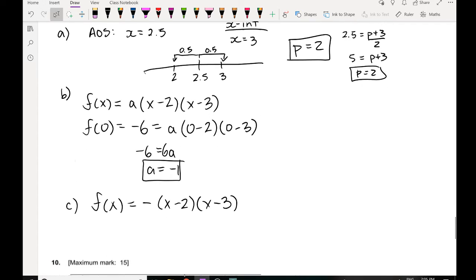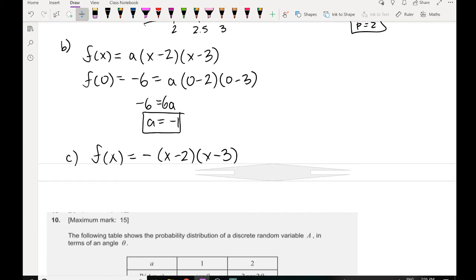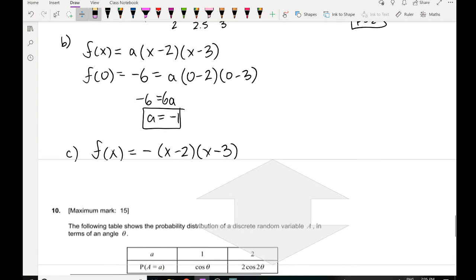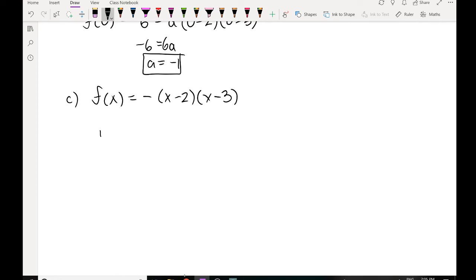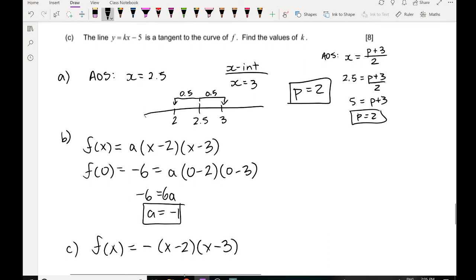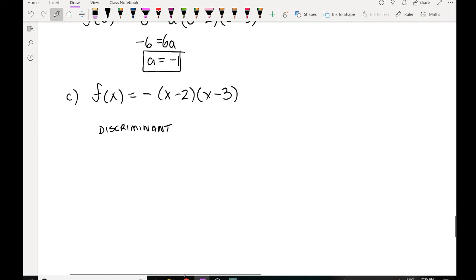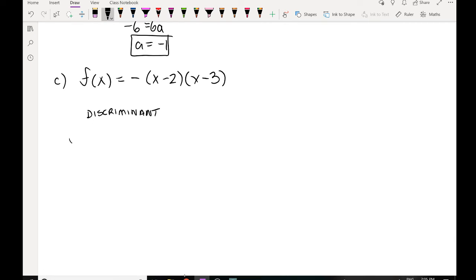So at this point, there is kind of multiple ways that you could proceed with this question based on everything you have learned in standard level math. There is a way that involves the discriminant, for sure, because if I know that kx minus 5 is tangent to the curve, what that means is that they only intersect at one point.